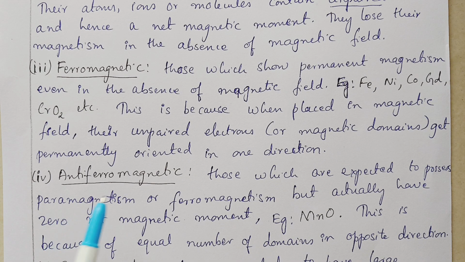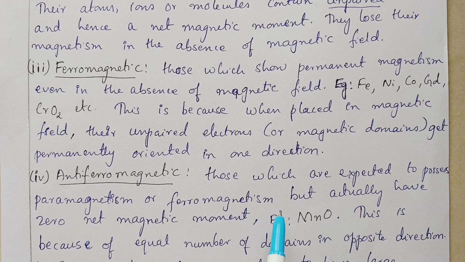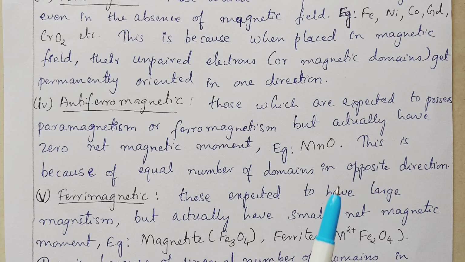Now there are antiferromagnetic substances. They are expected to possess paramagnetism or ferromagnetism but actually have zero net magnetic moment. For example, manganese oxide. This is because of an equal number of magnetic domains in opposite directions. So they cancel each other.